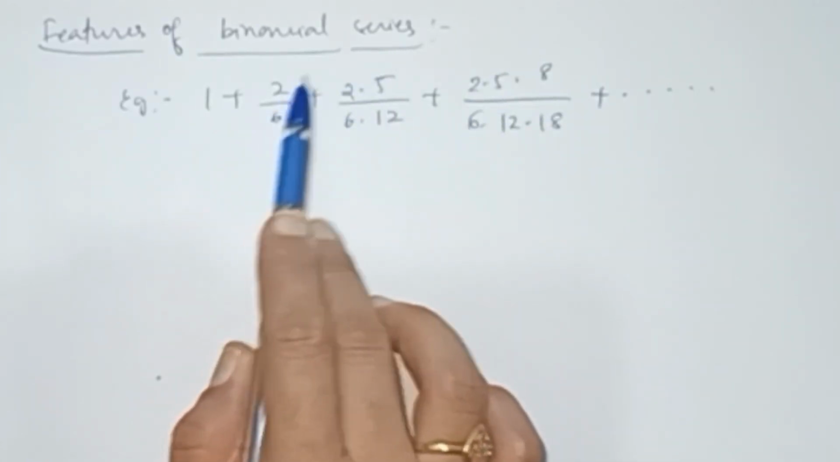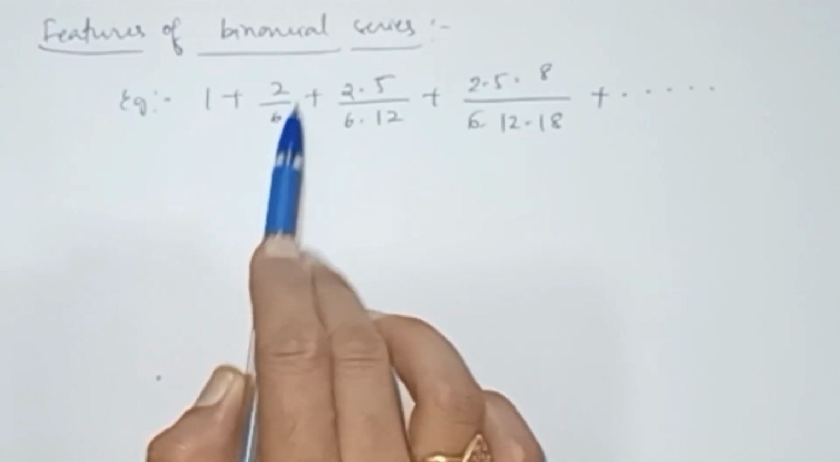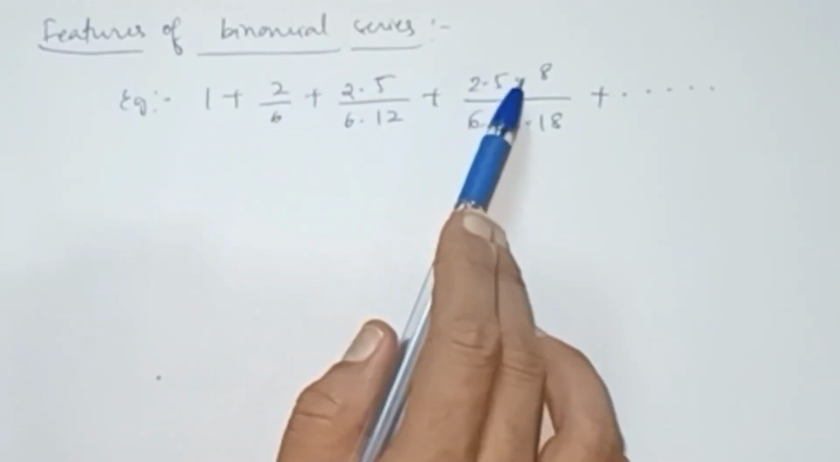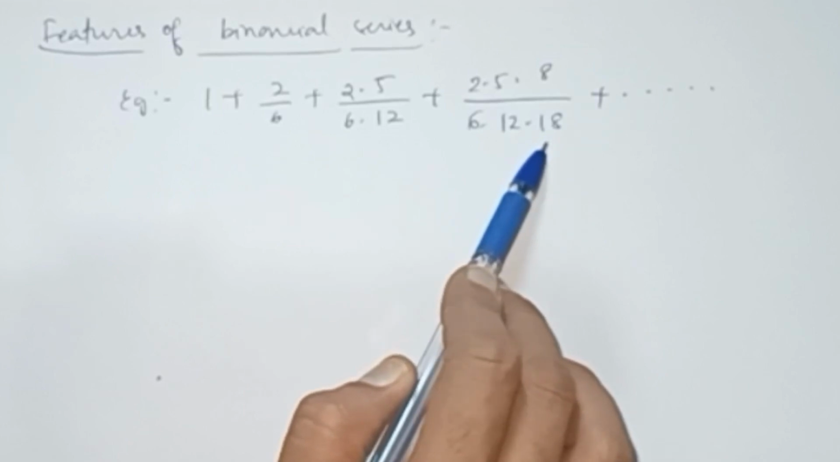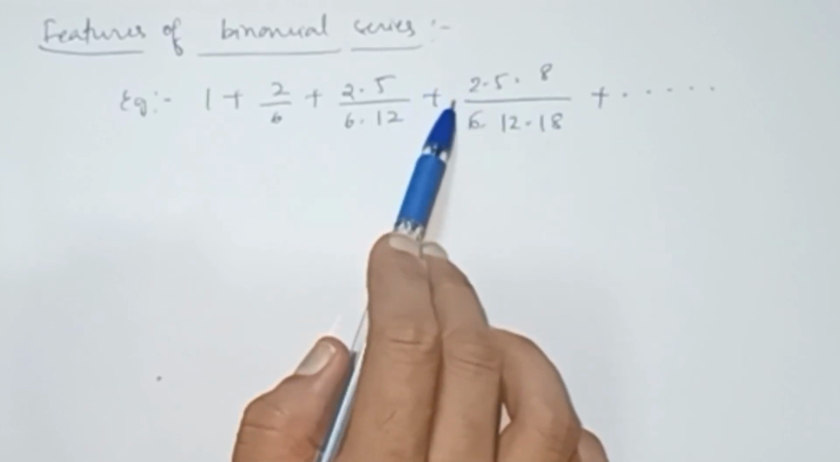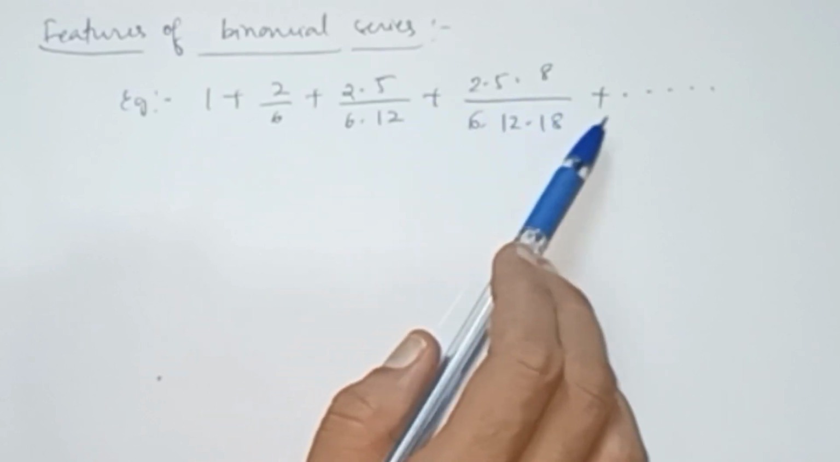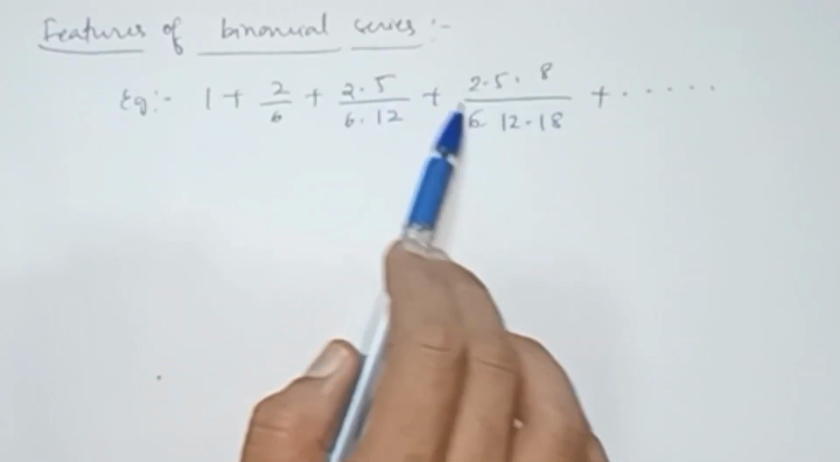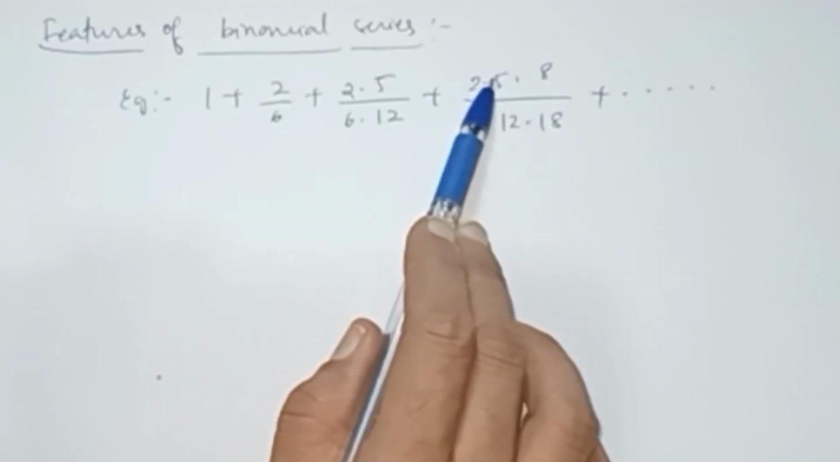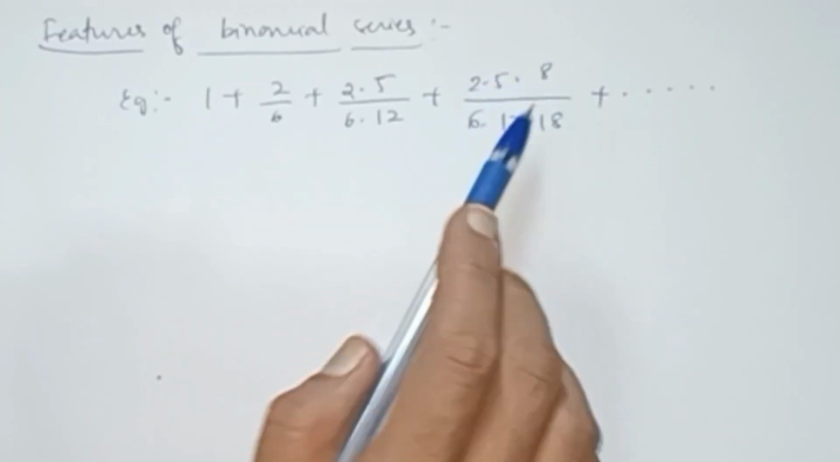Here there was no 5. Here there was no 12. Next there was 5, 12. Next again 8, 18. So there is an additional factor in both numerator and denominator of every successive term. As you move forward, terms will grow here. More factors get added up.